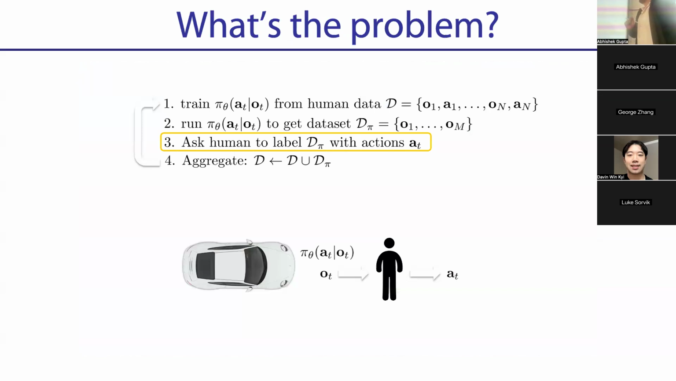But let's try to think about what makes this hard, right? If you look at this approach by itself, what makes it hard is that you're asking a human to label actions a_t on states that the robot visited, in hindsight. So you're saying, I'm going to run my policy, and then I'm going to ask the human, what would you have done here? What would you have done here? Which is kind of a weird thing to do, right? If I showed you a picture and asked you how you would drive a car, it's not super obvious, it's not intuitive.